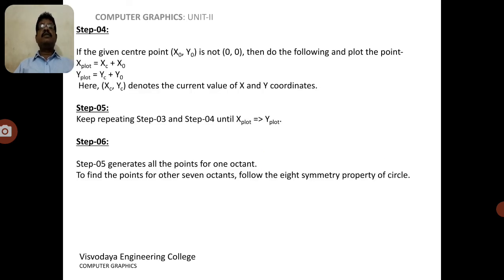Next, based on the next parameters, we will find the x plot value and the y plot value. The x plot value is xc plus x naught, and the y plot value is yc plus y naught. So these plot values give the next coordinate of the circle point.